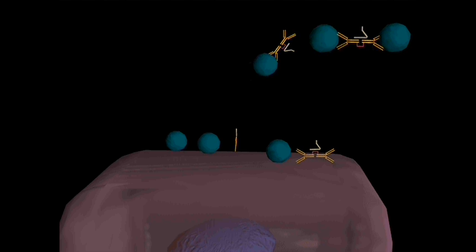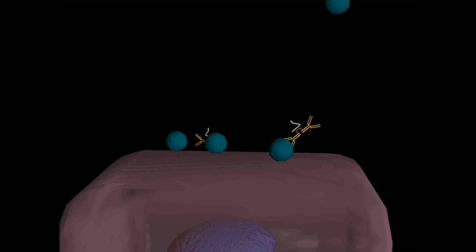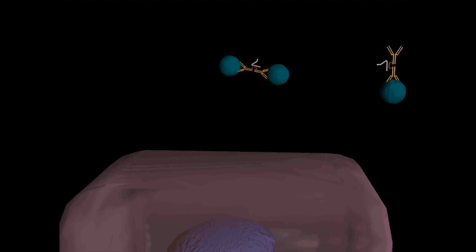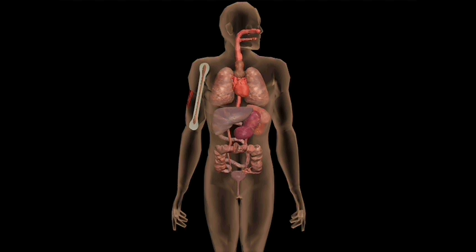tract. When the IgA encounters a bacterium, it can bind to its surface receptors. This prevents the bacterium from attaching to the epithelium, and it is washed away by the passing fluid.